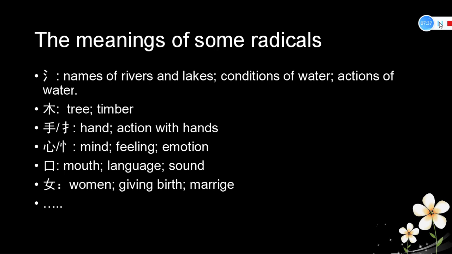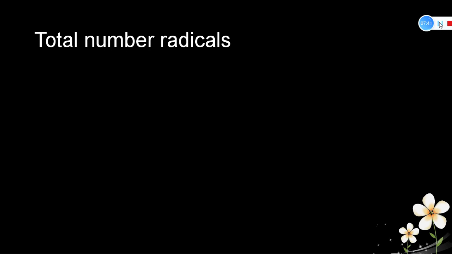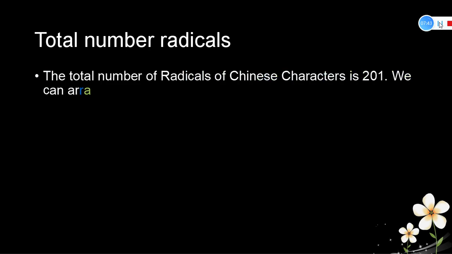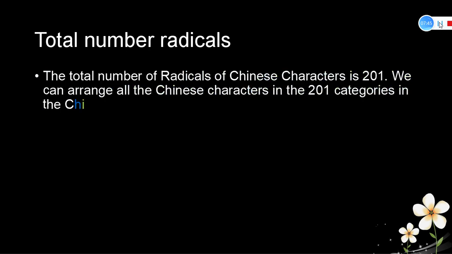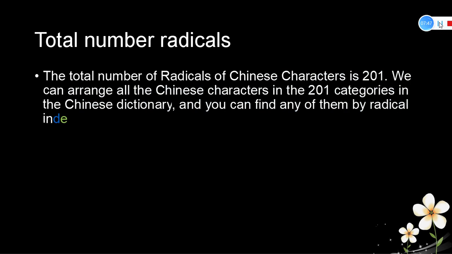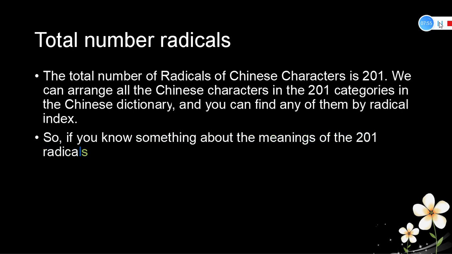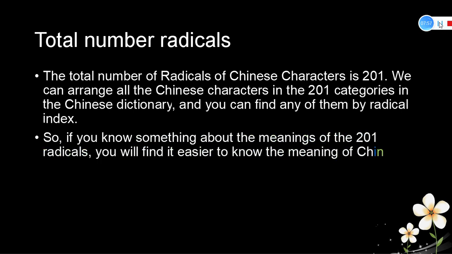The total number of radicals of Chinese character is 201. We can arrange all Chinese characters in the 201 categories in the Chinese dictionary, and you can find any of them by radical index. So if you know something about the meanings of the 201 radicals, you will find it easier to know the meaning of Chinese characters.